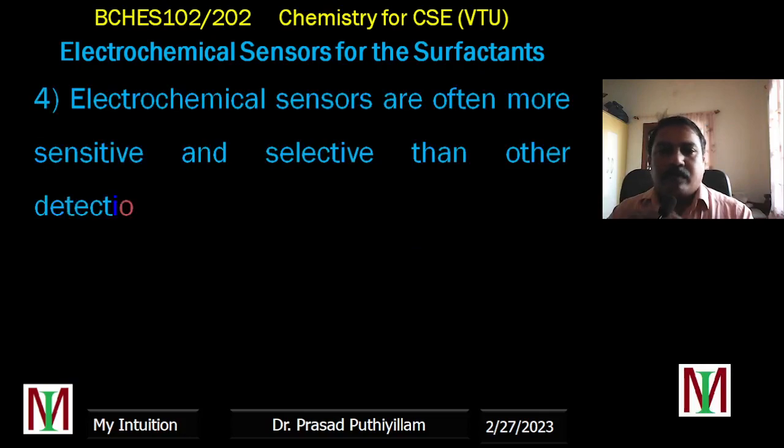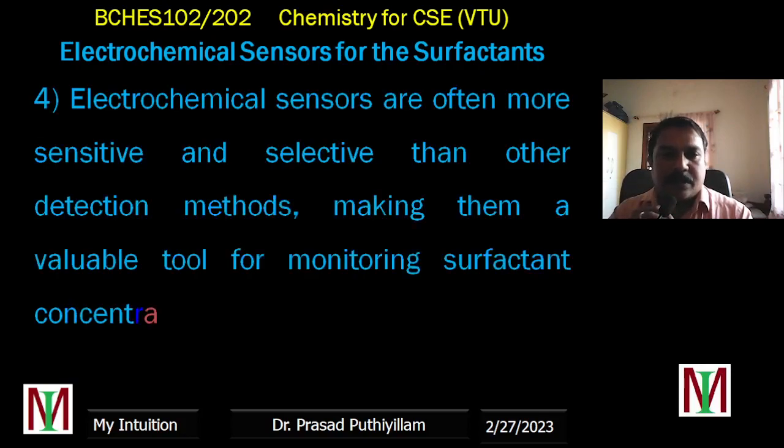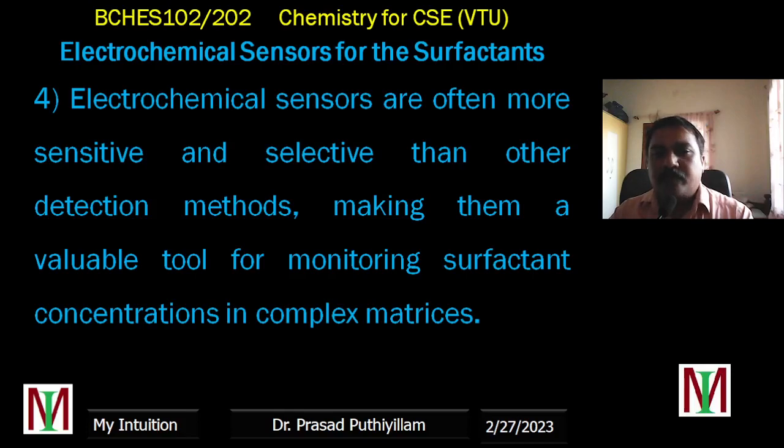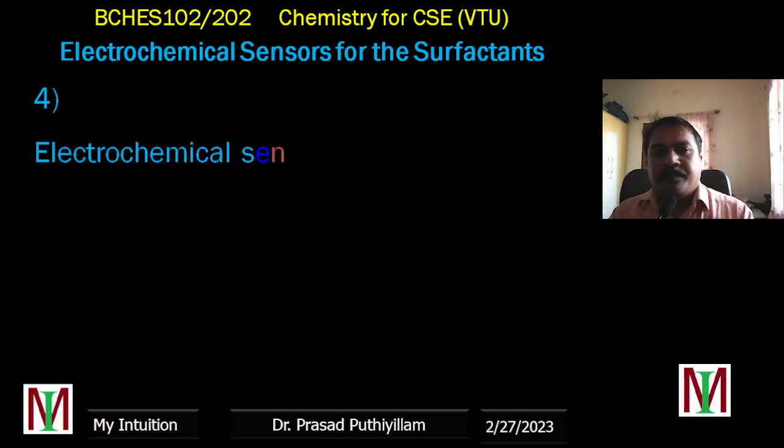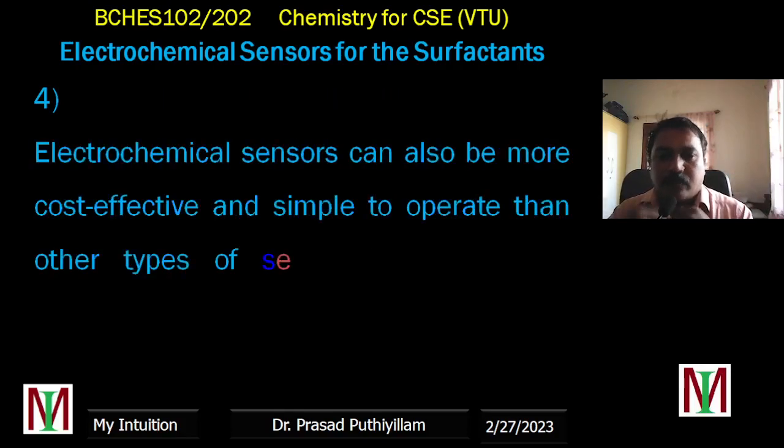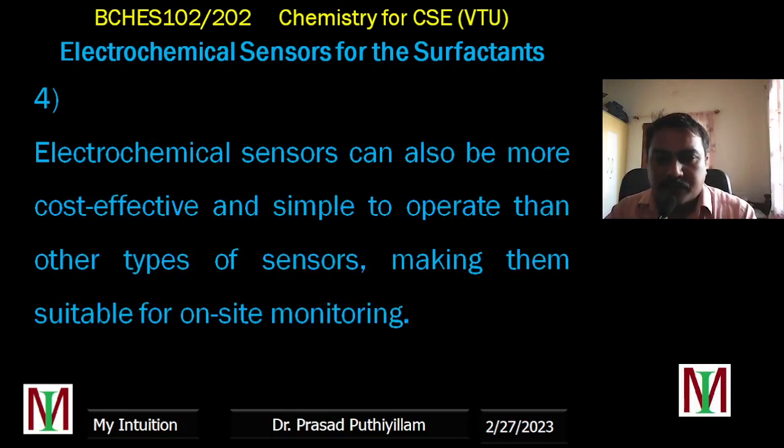Electrochemical sensors are often more sensitive and selective than other detection methods, making them a valuable tool for monitoring surfactant concentration in complex matrices. Even if the sample is a very complex sample, there also we can have a better detection. Electrochemical sensors can also be more cost effective and simple to operate than other types of sensors, making them suitable for on-site monitoring. On-site monitoring means that instead of bringing the sample to the lab and measuring, we can carry the sensor or device to the site where we want to measure the presence of the surfactant.